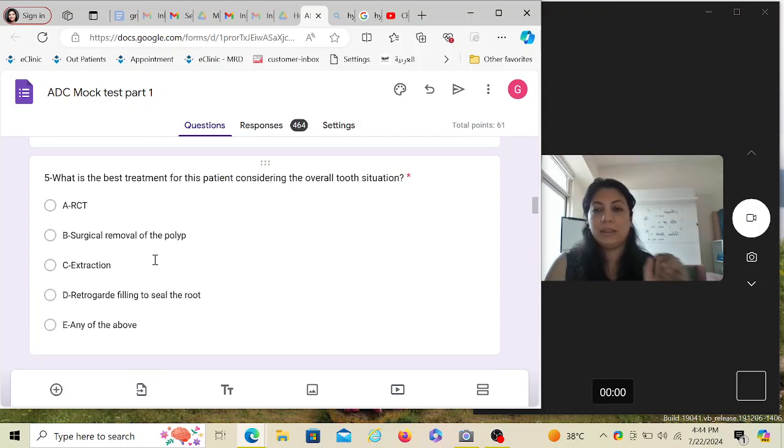Surgical removal of the polyp, but what would that achieve? You still cannot save the tooth, right? Extraction, good option. Retrograde filling to seal the root, but that would be done if everything on the coronal portion is great. So retrograde filling is not the right option of choice. Any of the above? All the options are correct somehow, but the best option is extraction in such a scenario. Plus, the patient is young, so just extract and give the option of implant, RPD, FPD, and let the patient decide what she wants to go ahead with.